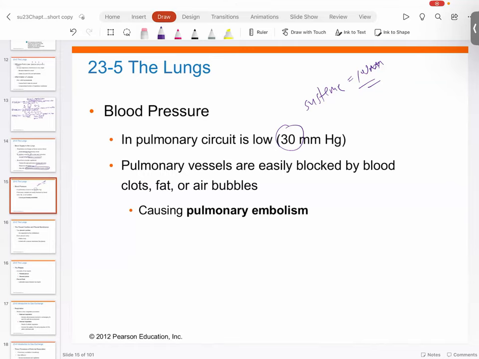You're getting broken up on all these tiny little capillaries, which makes you very susceptible to blockages, right? So clots, fat, air bubbles. This is the reason why you don't want to just inject a big old air bubble into you, because you're basically going to kill yourself. Because it'll block your blood vessels ultimately. But these blockages will cause pulmonary embolism, which is essentially a blockage in a vessel, typically in your lungs themselves.